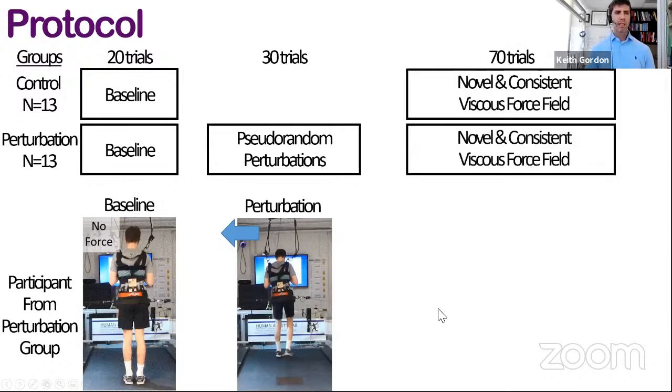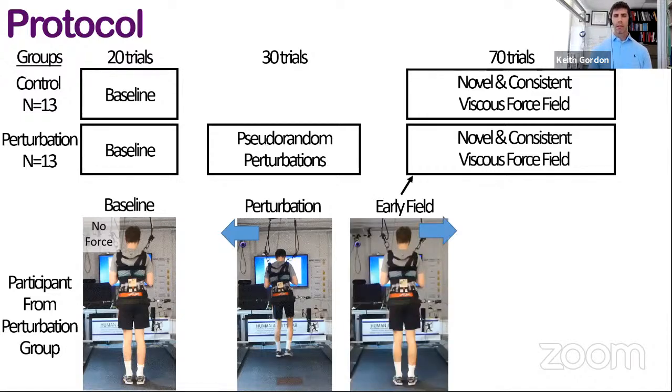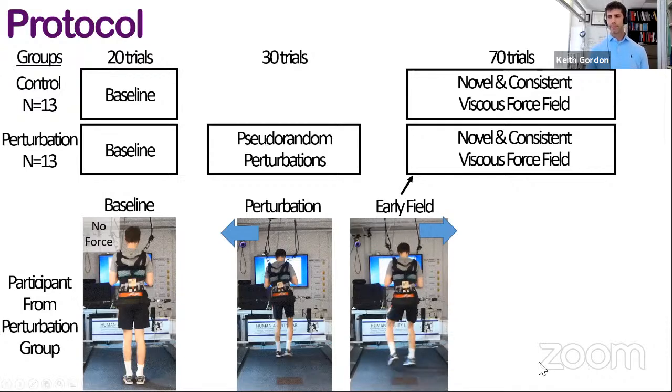Okay, and then next, both groups performed 70 walking trials in the novel and consistent viscous force field. The viscous force field, as I mentioned earlier, was always applied to the participant's right. We evaluated walking during the first 4 trials in the viscous force field, which we term the early field, being shown in this video. So a pretty strong pull to the right.